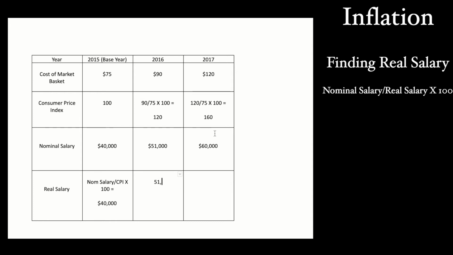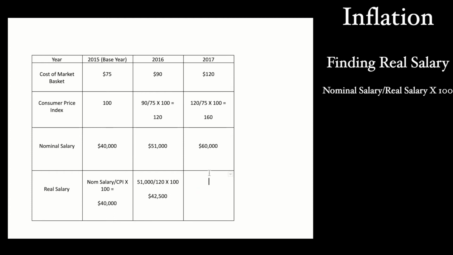So we're going to take our $51,000, divide it by 120, which is our CPI for that year, and then multiply by 100. And that is going to come out to our real salary of, and this time I'm going to have to get my calculator. So even though we're making $11,000 more this next year in 2016 than we did in 2015, because of the increase in prices, in real value we're only really making $2,500 more. So once we've adjusted for the inflation, $51,000 in 2016 is the equivalent of making $42,500 in the year 2015.